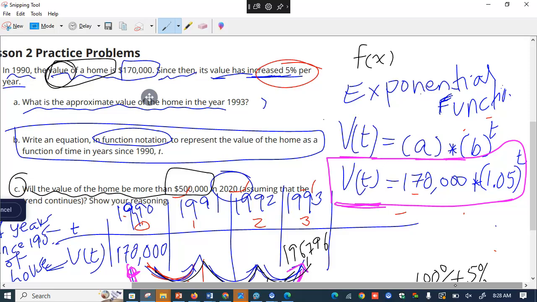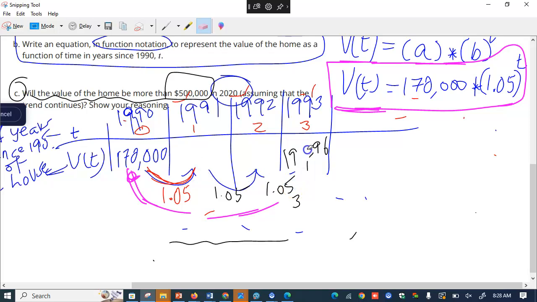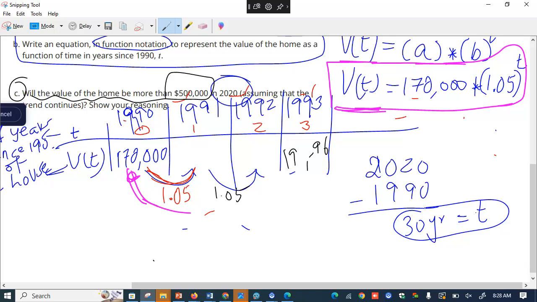Because until 2020, so let me go here and wipe this off. Okay, I'll make room here for me. This piece is done. Okay, so now I need to know in the year 2020, and the house was bought in 1990, right? And you can see clearly if you subtract, you get 30 years. That means your T is 30. See this? So T is 30. So what we have to do is find the value of the home at T equals 30.